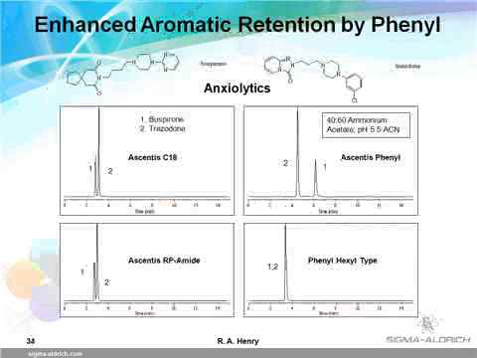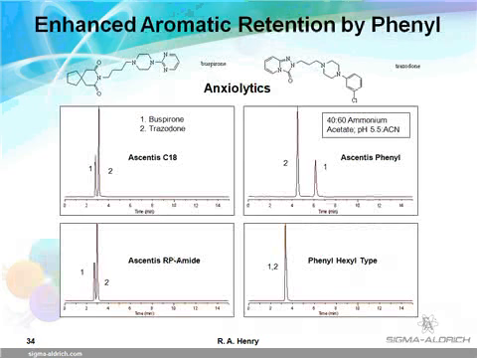In the next slide, enhanced retention for aromatic compounds, especially those containing heteroatoms in and near the aromatic ring, is shown for Ascentis phenyl compared with Ascentis C18, Ascentis RP amide, which has an amide embedded in a long alkyl chain, and another phenyl phase that has about equal amounts of alkyl and aromatic character. We can draw several conclusions from this data.